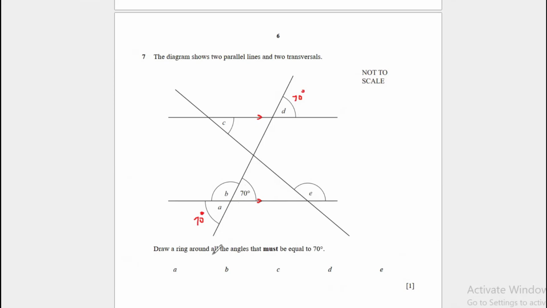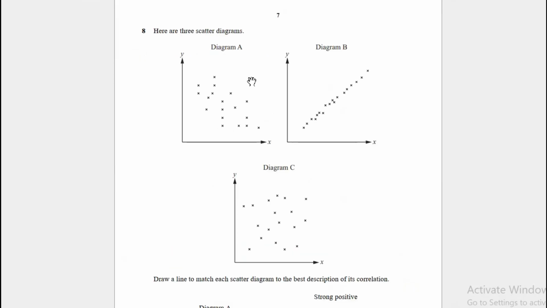Draw a ring around all the angles that must be equal to 70. So A is 70 and D is 70. E cannot be 70. B is 110, and C is less than 70. So only A and D are the correct answer, which shows 70 degrees, and the rules we apply are vertically opposite angles as well as corresponding angles. That will help us to say D is 70 and A is 70. This is basically it for this question, now the next question.